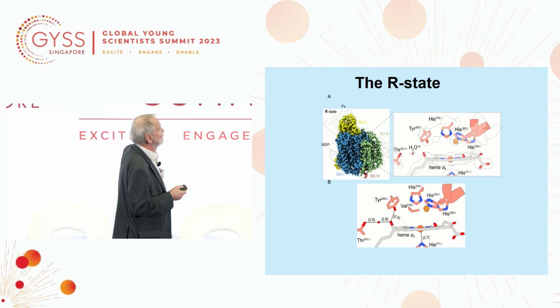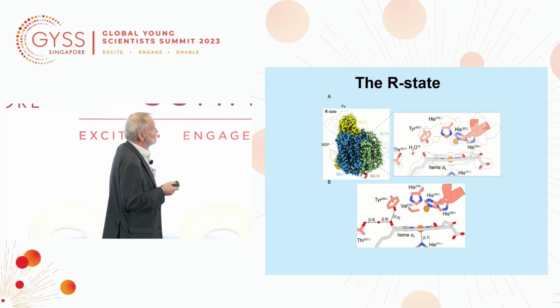And then we determine the structure of the reduced state, and what you see is no density in between the heme a3 iron and the copper B, which was to be expected. One of these neighboring oxygens is replaced by a water molecule, and all this queue of water molecules is gone, because we have chemically reduced the enzyme with dithionite.